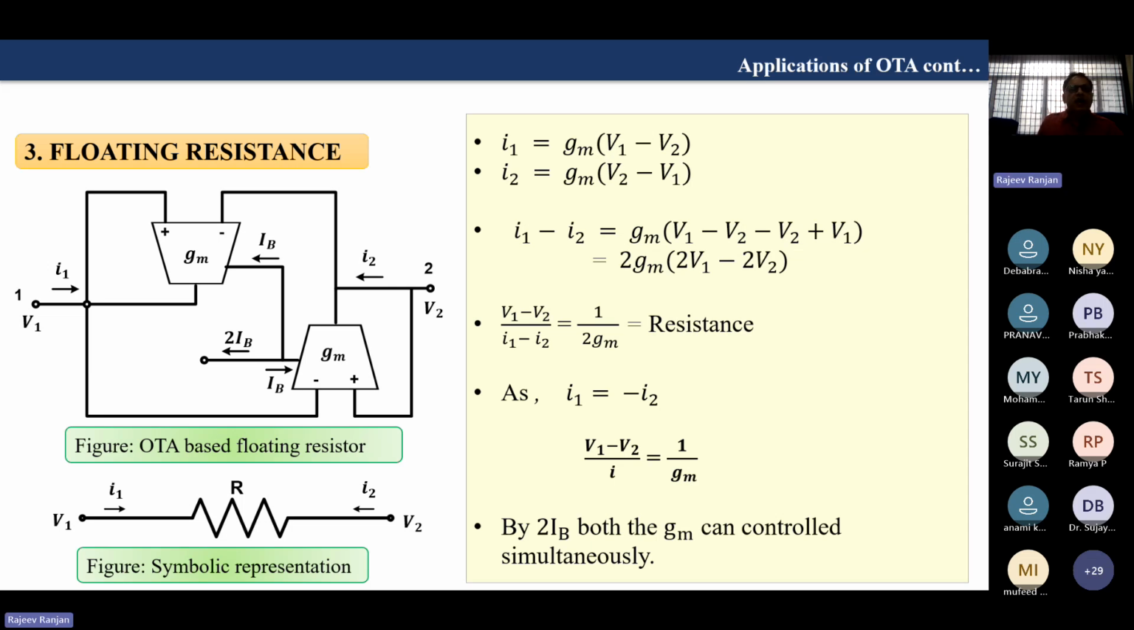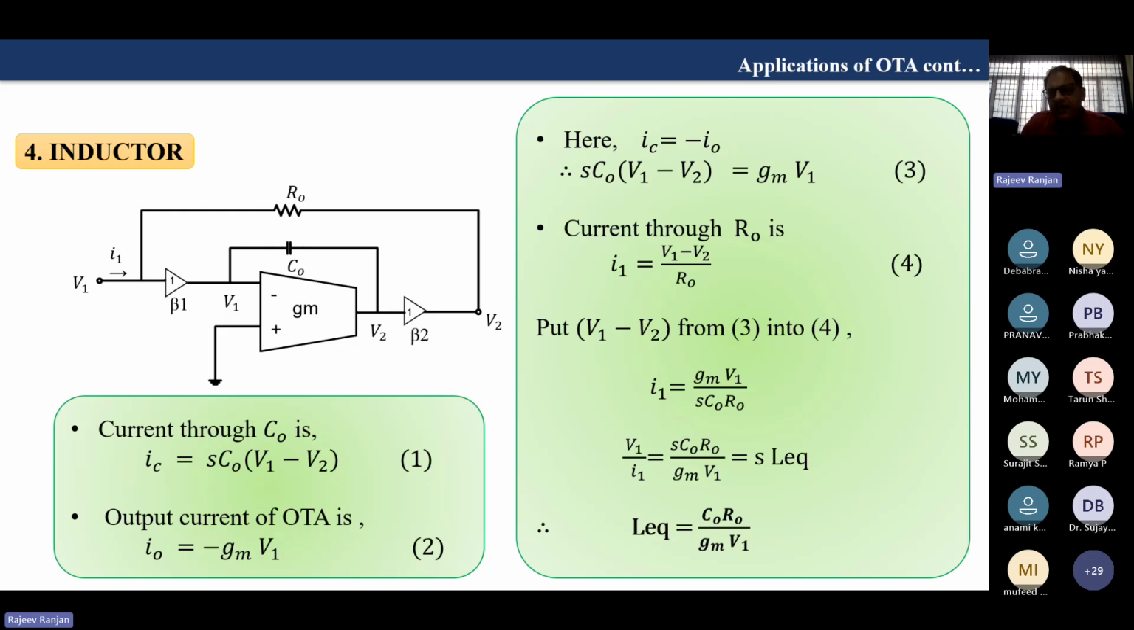Now this is how we will use this OTA as an inductor. Inductor is very important in integrated circuits because an inductor cannot be fabricated or designed on the chip. So how will we get the inductor property from this OTA? This is very important.